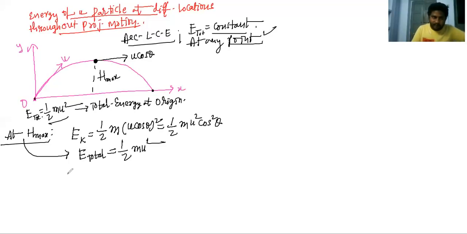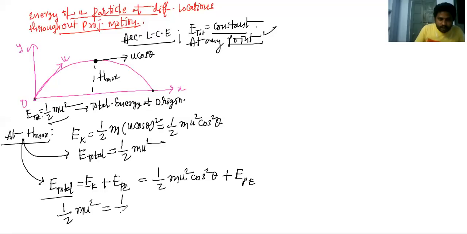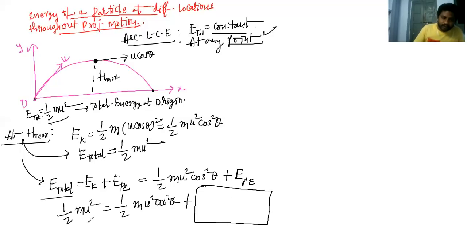Okay. Now, total energy at the same maximum height, once again look here. The total energy is equal to kinetic energy plus potential energy. What is the kinetic energy here? Half m u square cos square theta, plus potential energy. Here comes an important point. Let me write the total energy here: half m u square equals half m u square cos square theta plus how much, so that the total energy will be half m u square?